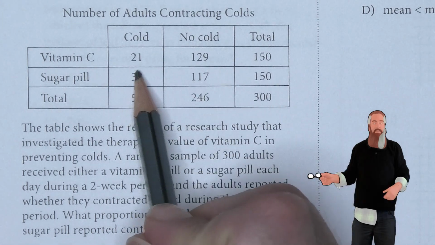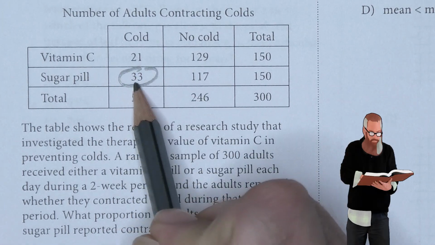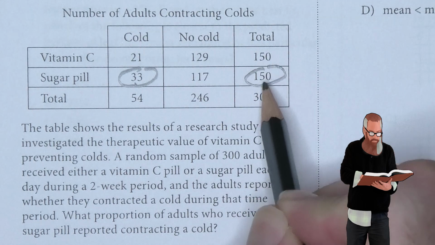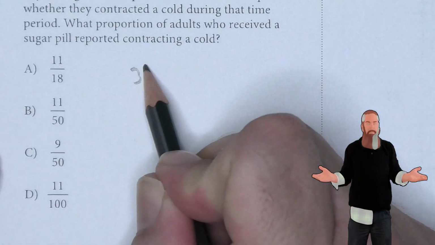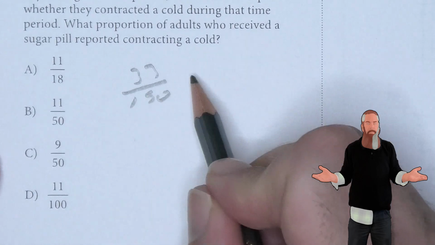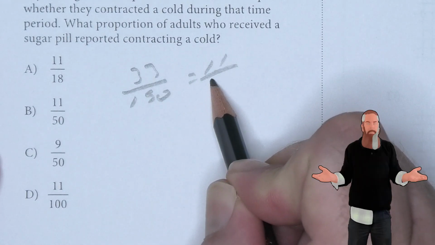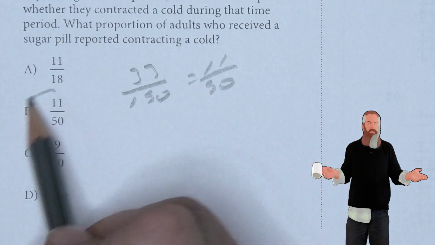What proportion of adults who received a sugar pill reported contracting a cold? So let's look at they got a cold, sugar pill. There's 33. And there was 150 that got sugar pills in total. This means that I'm looking at 33 over 150, which simplifies to 11 over 50, giving us B is the answer.